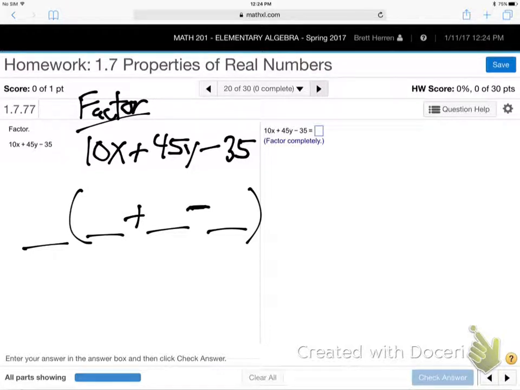Give me a second to try that. So you want to figure out what number goes into 10, 45, and 35. If you're not sure, just use your calculator. It's 5, isn't it? Yeah, it's 5. So that's what you want out here, right? The GCF, the greatest amount in common as a factor.